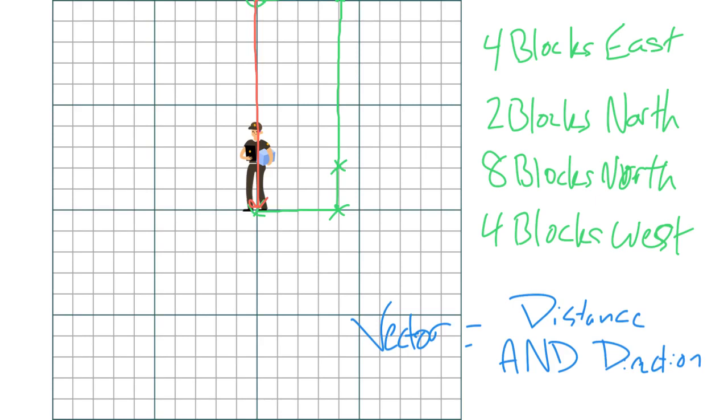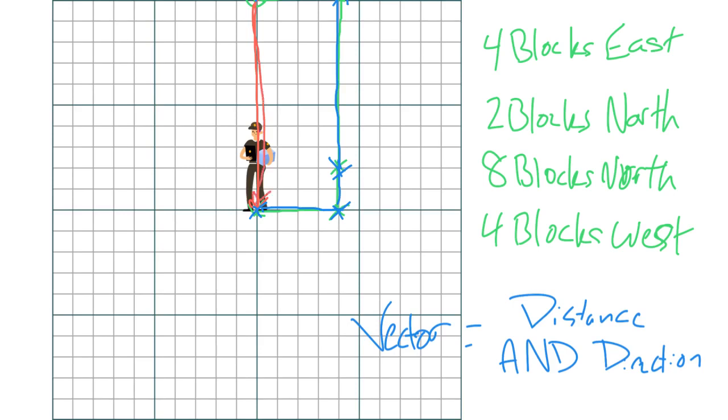Now, our next guy, the week after, we've got a substitute, so we don't always get the same person, so we've got to make sure that our directions still work. So, the next week, the new UPS driver starts off at the UPS station, goes 4 blocks to the east, 1, 2, 3, 4, drops off a package, same spot, 2 blocks north, 1, 2, drops off a package, goes 8 blocks north, drops off the third package, and goes 4 blocks to the west, drops off a package, ends up there, goes back to the UPS station, and then goes home for the day.